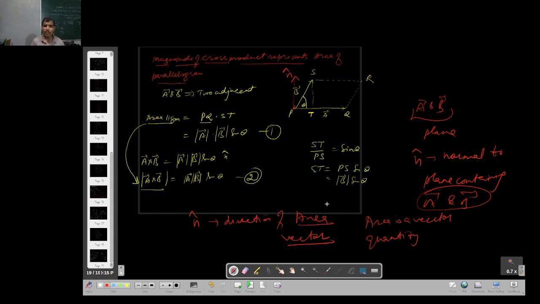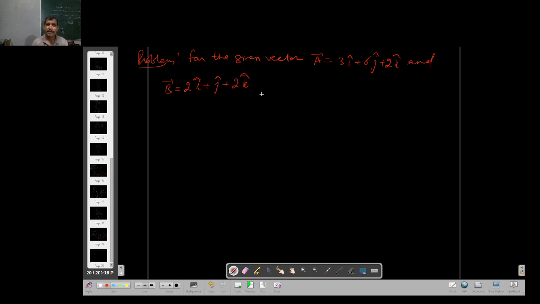So let us do some problems relating to this cross product. So let us do a problem. For the given vectors A and B, where A is 3i cap plus 6j cap plus 2k cap, and B vector is equal to 2i cap plus j cap plus 2k cap. Find number 1, the angle between A and B.